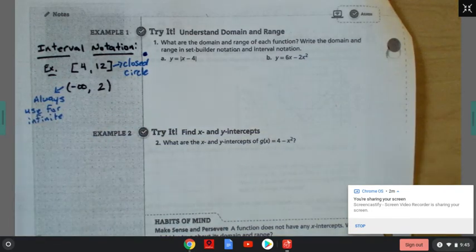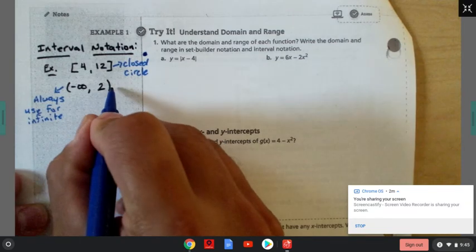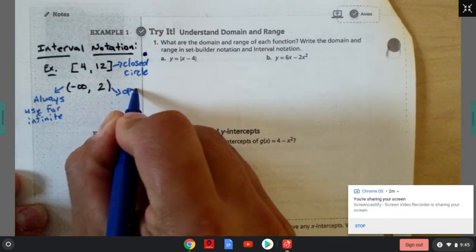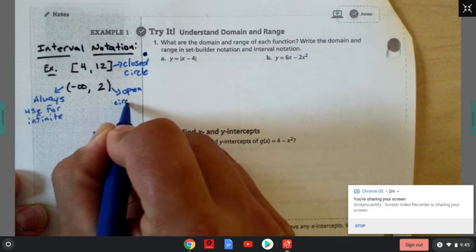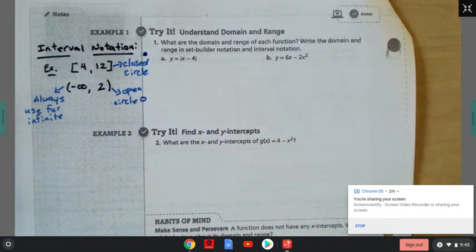All right, and if the number is not included, this would also be used for an open circle. So an example of that would be a circle that's just not filled in. Okay, so we have closed circles, which are filled in, and open circles, which are not filled in.